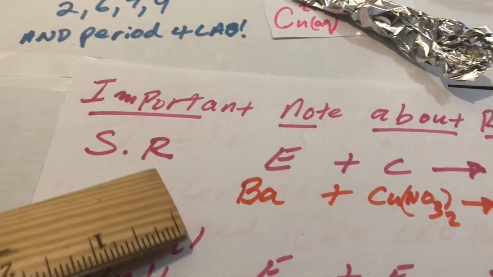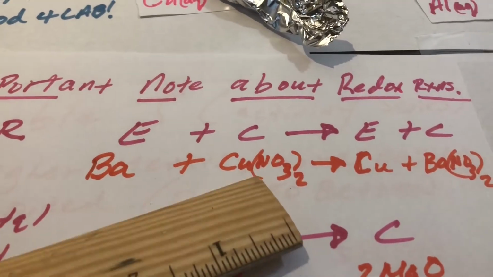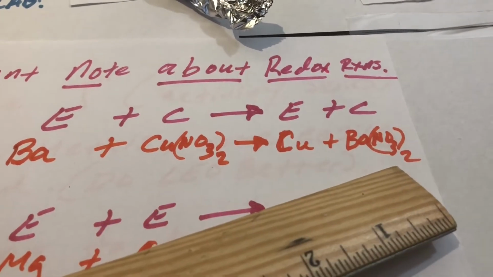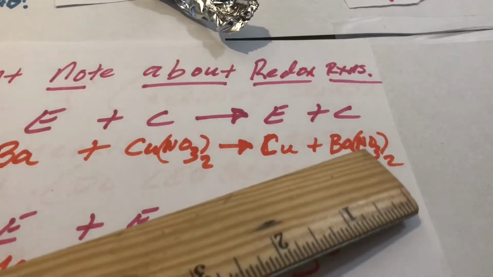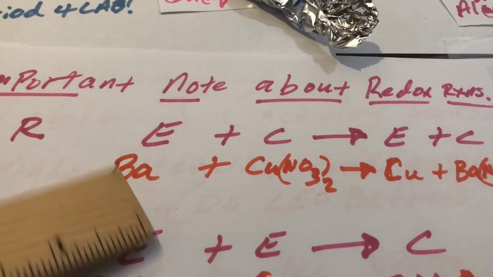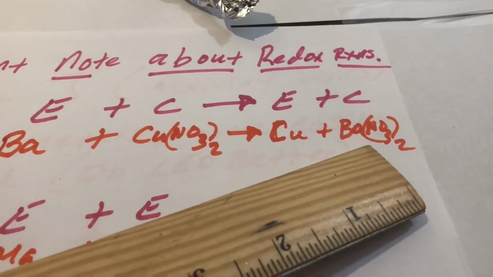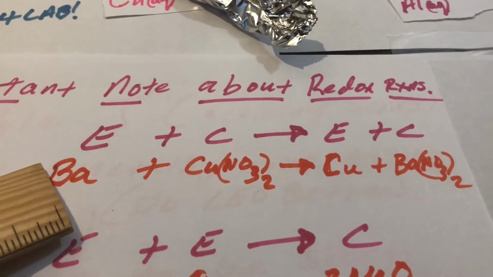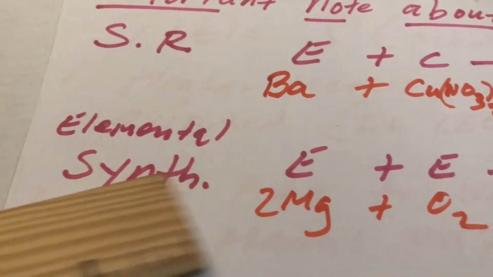For single replacement reactions, we have an element like barium reacting with a compound like copper nitrate, and it gives you copper and barium nitrate. If you have an element on one side and on the other side it's in a compound, what's the oxidation number of barium by itself going to be? It's going to be 0. But when it's in a compound form, barium will be 2 plus. So automatically you know that's a redox reaction. You're good to go.